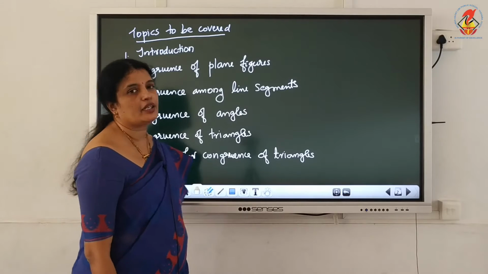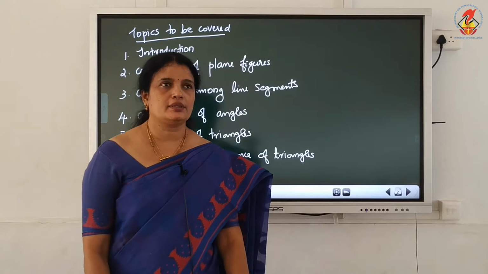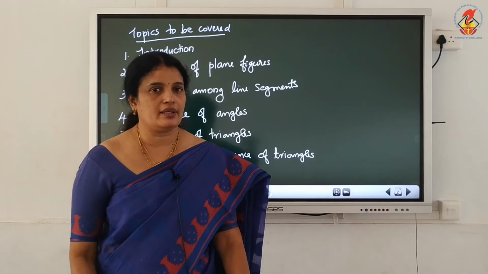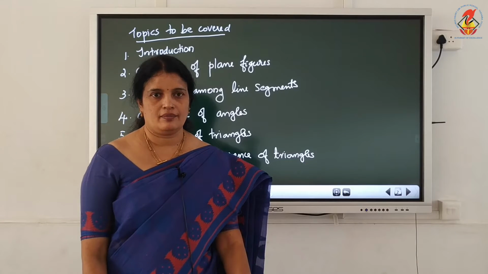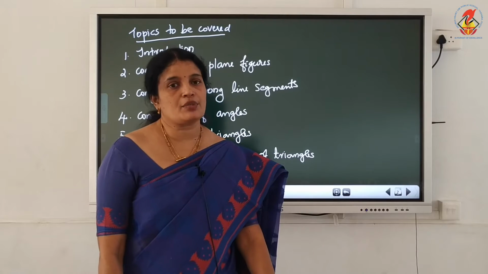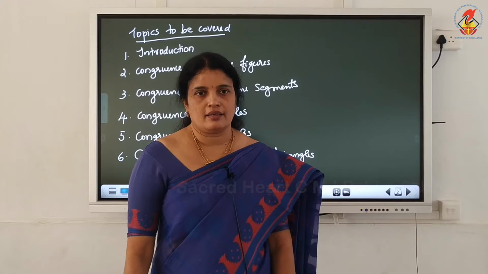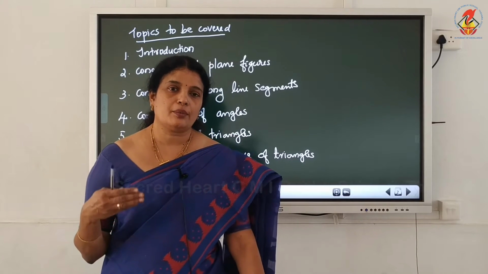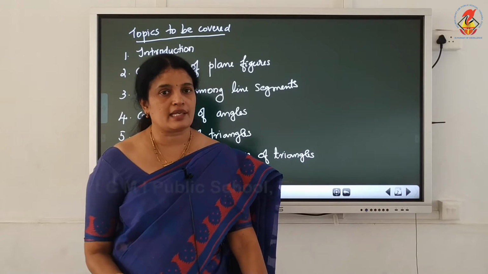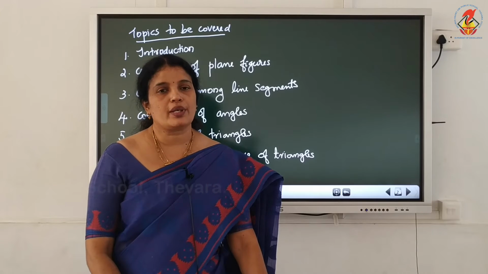Here, what is the meaning of congruence? For example, in our day-to-day life, we can see many objects, many figures which are similar. For example, postal stamps of the same denomination, biscuits in the same packet, and two photos made from the same negatives. These are examples of congruent figures.